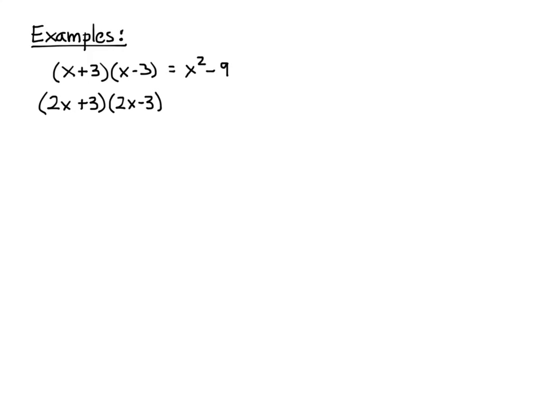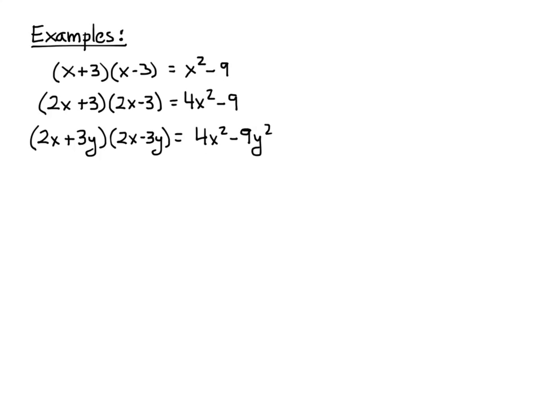But if we have coefficients and we take the sum and the difference, it still works. Just remember that you have to square the coefficient as well. So this comes out to be 4x squared minus 9. Now generally we're dealing with polynomials with one variable, but we will also see a few with more than one variable. So if we have 2x plus 3y, all the same rules still apply. This is going to be then 4x squared minus 9y squared. You see how the first term is squared, the last term is squared, and then you take the difference.